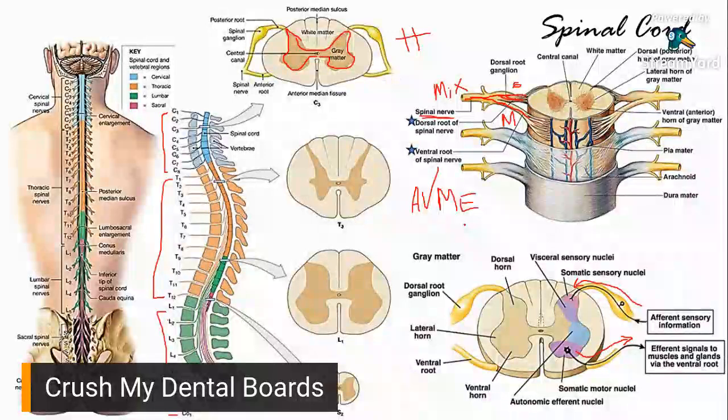Okay, I guess I said everything on this picture. You have your meninges. You have a sensory root, a motor root that would join together to form a mixed type of a nerve. You have your anterior ventral motor efferent.